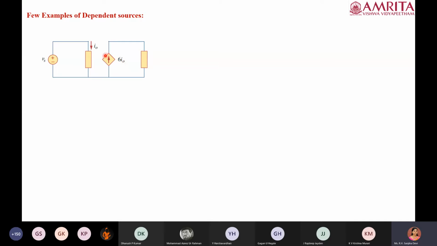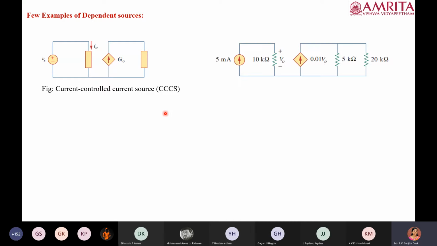So it means that it is a current source, but it is controlled by another current. So it is a current controlled current source. Are you able to understand? First you have to determine whether it is a voltage source or a current source. After determining that, you have to understand whether it is controlled by another current or by another voltage. Here this clearly tells that it is controlled by another current, hence it is a current controlled current source. We will see one more example.